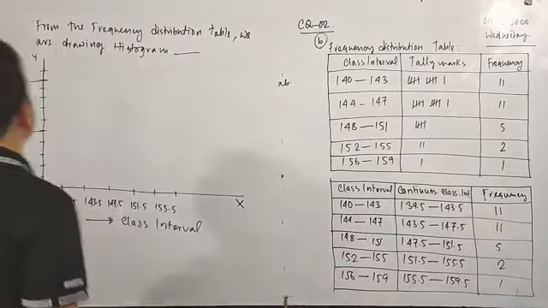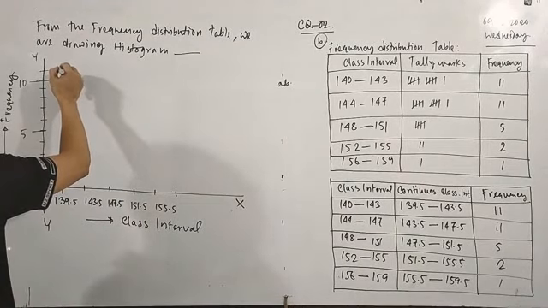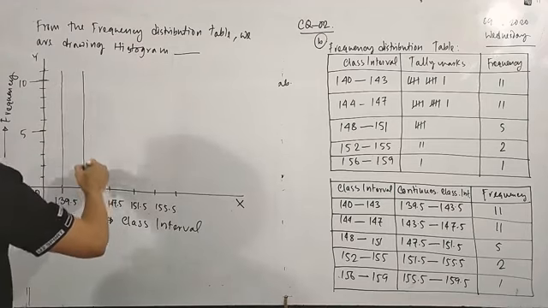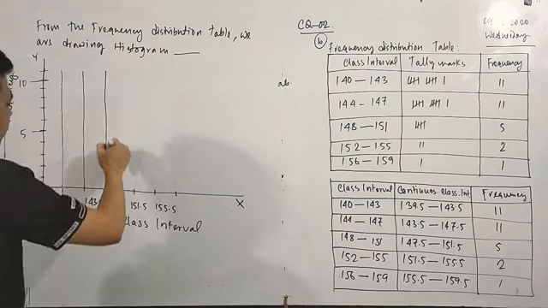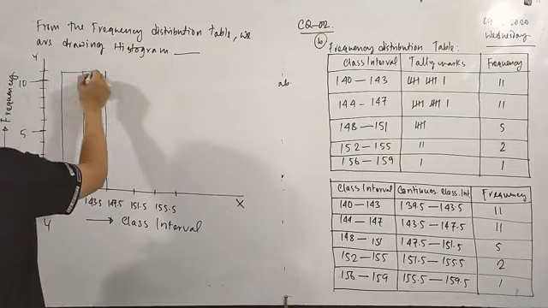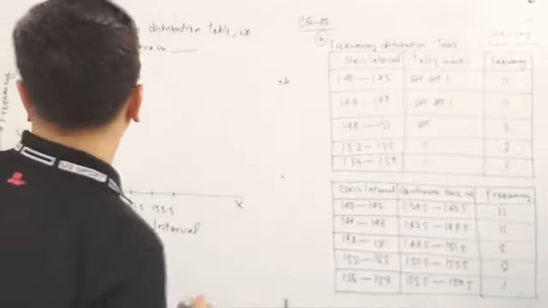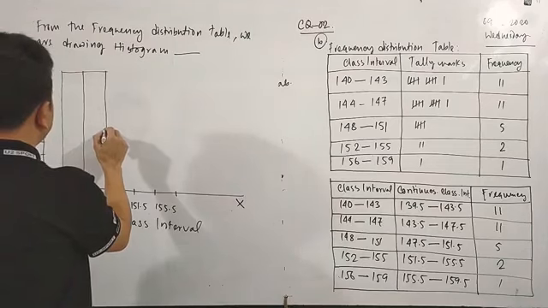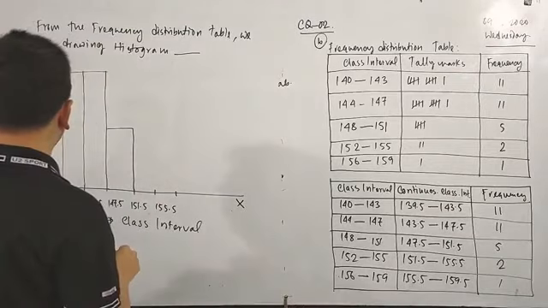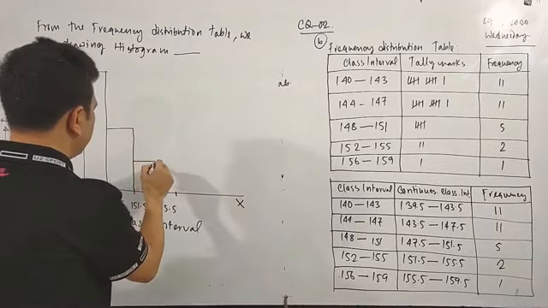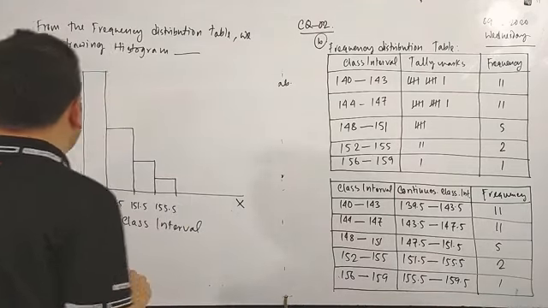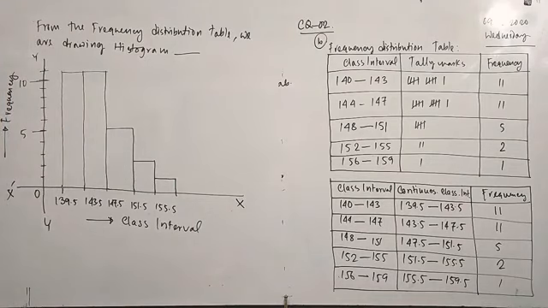The first one is 11. So we have to take up to this point, 11. This one is also 11, because the first two are 11, 11. After that it is 5, so the third bar should be 5 here. The second one is 2, so we can take it as 2, and the last one is 1. Okay, we can draw this histogram and attach it with your answer.